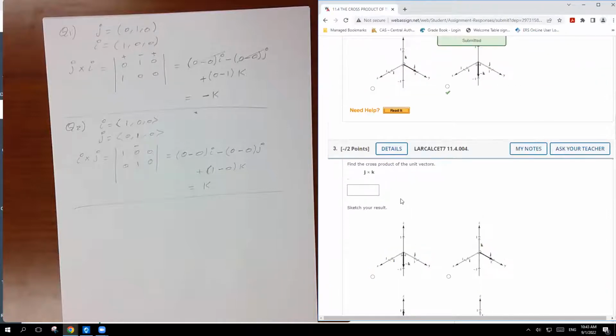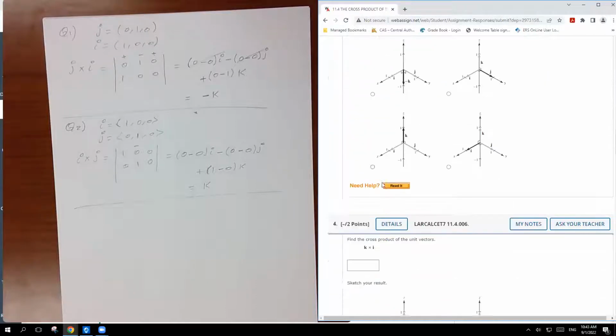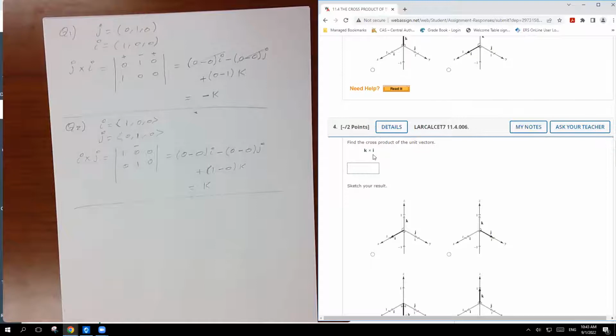Let's keep going. Same thing, you're going to multiply J with K. J is 0, 1, 0, and K is 0, 0, 1. Doing the cross product, I think it is going to be I, but I'm not sure if it's going to be negative I or positive I. That's going to be the same process. K times J, you're going to do exactly the same thing.